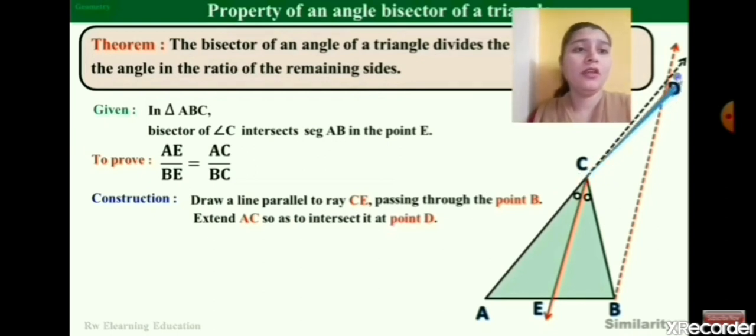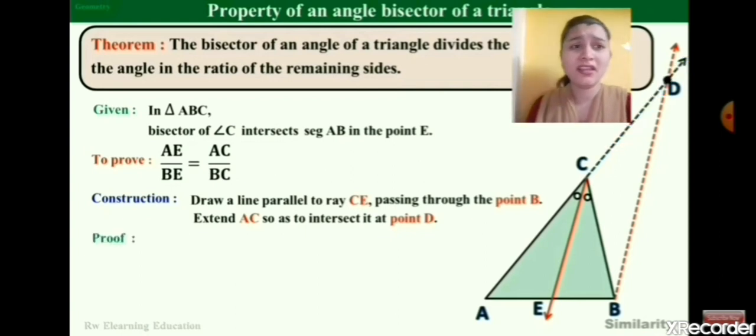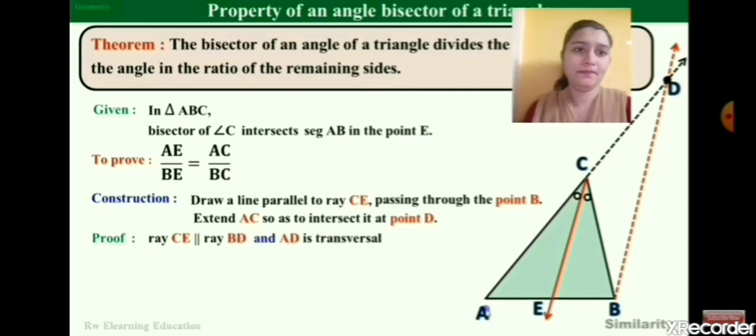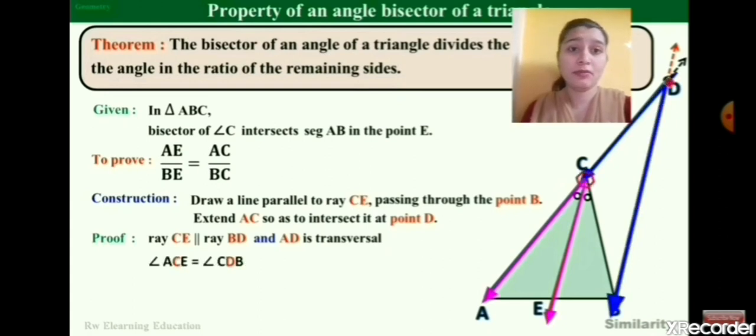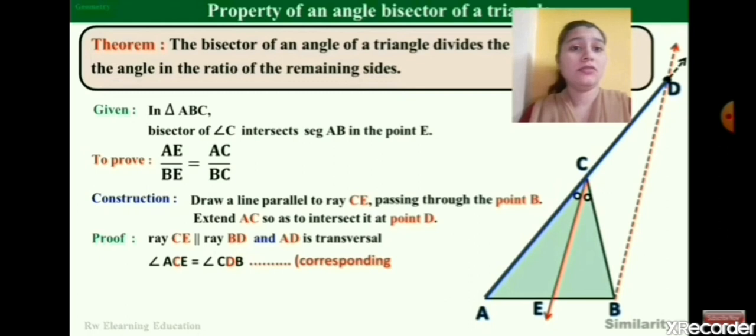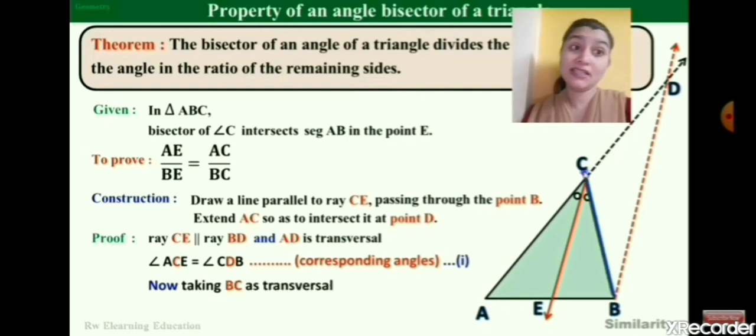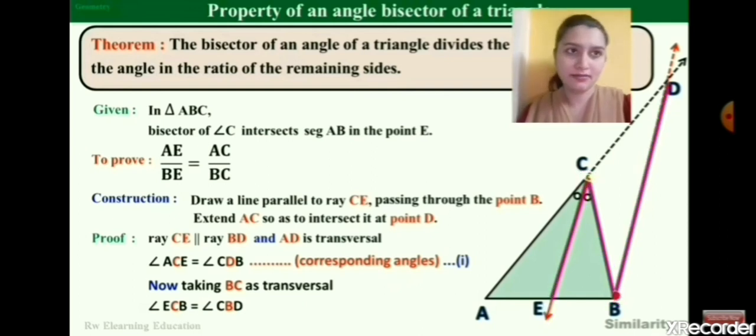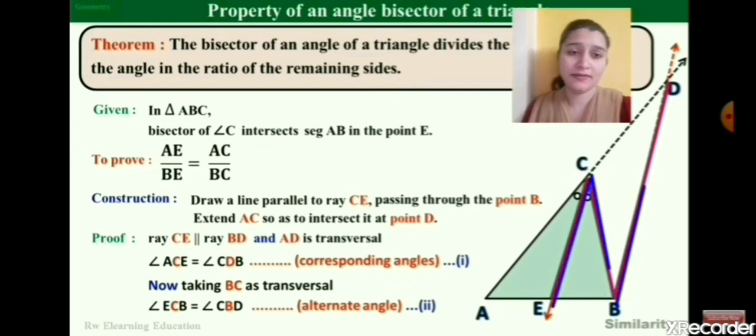Now you can see here two lines are parallel. Which are they? Yes, CE and line DB. When two lines are parallel, we will be putting angles. So with these two parallel lines, I can see corresponding angles. Again, when I am taking BC as a transversal, I can see an alternate angle, right? Yes, you can see it's highlighted.